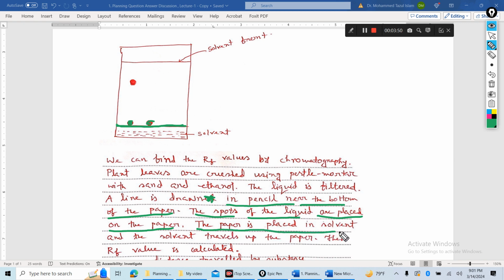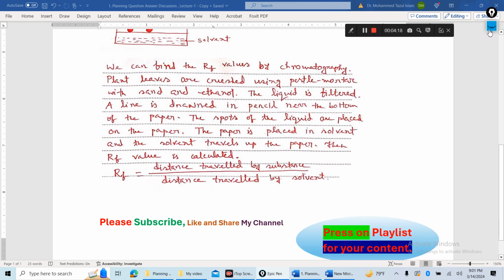Then the paper is placed in the solvent. This is the solvent, and this line is the solvent front. The solvent travels up the paper. Then the RF value is calculated.